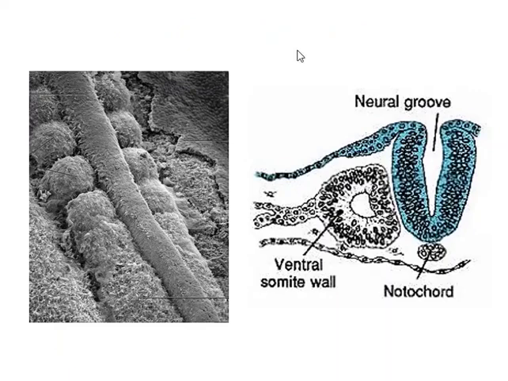Here, these are somites, and here we have the notochord. Here is the neural groove, the notochord, and here we have the ventral somite wall, and here we have the dorsal somite wall.